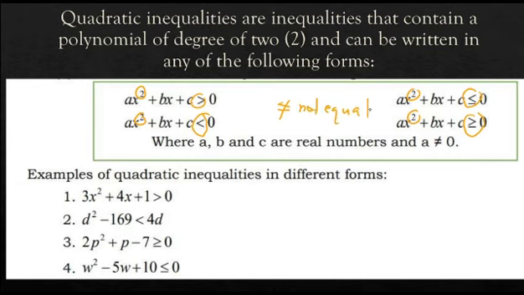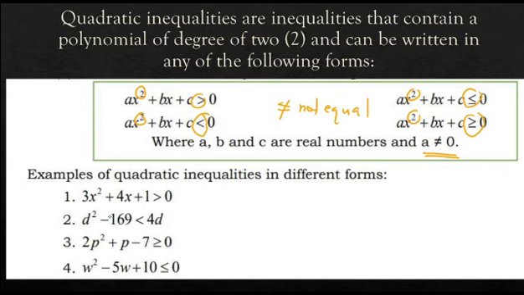So this can also be considered as inequality, where A, B, and C are real numbers, and A must not be equal to 0. Because when A is 0, it will form a linear inequality. So we have here some examples of quadratic inequalities. Let's see if they satisfy the given condition for quadratic inequality.